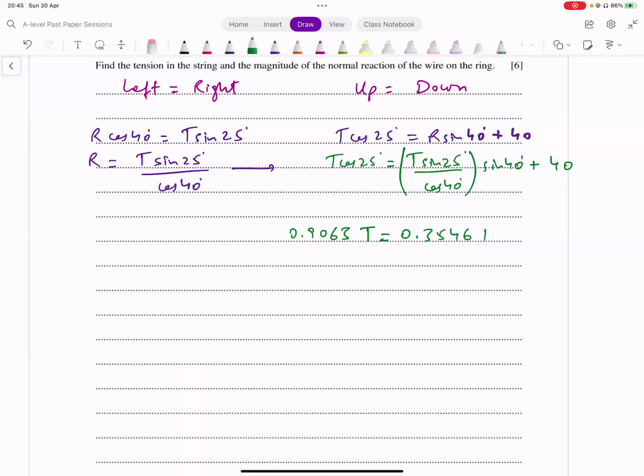0.3546 T plus 40. ठीक है, take T terms to one side. 0.9063 minus 0.3546, that's giving me 0.5517 times T equals 40, and the value of T therefore turns out to be 40 over this number, which is giving me 72.5 Newton. That's the value of T that it turns out to be.